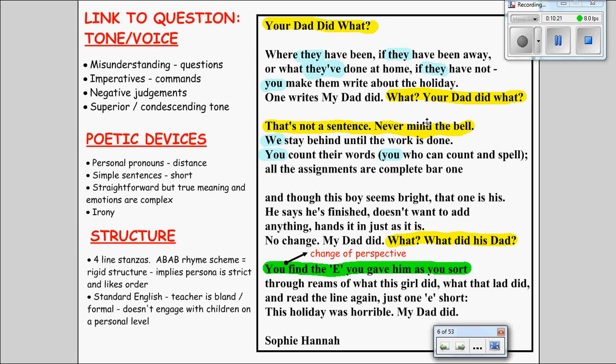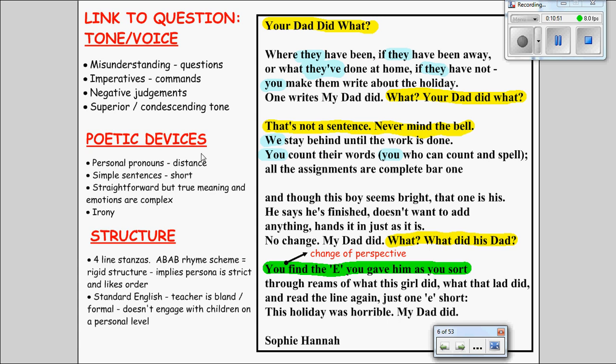You make them, or never mind the bell, we're going to stay here until you finish the work. So there's lots of commanding words which also get you to think about the teacher and what kind of teacher they might be. The teacher seems quite negative, so though this boy is bright, he says he's finished, there's no change, you count their words and all the assignments are complete. There's nothing in here that's positive or that's giving a sense that the teacher is a caring kind of person.